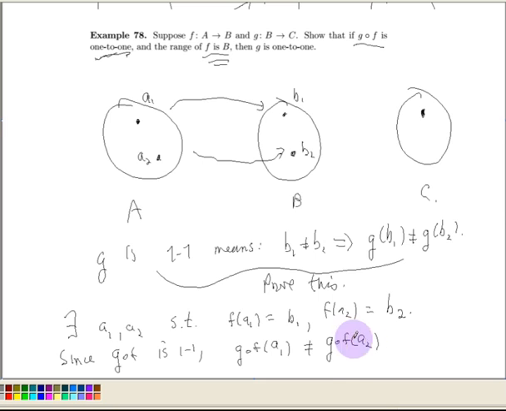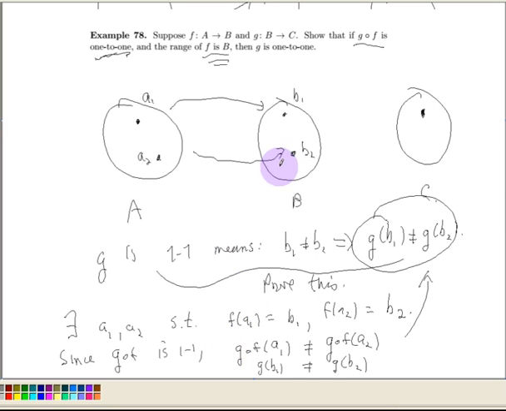Okay. All right. Now, what is G composed F of A1? That's just G of B1. What's G composed F of A2? That's just G of B2. So we have that G of B1 is unequal to G of B2. We've shown what we want to show. Okay? So that's the idea behind the proof.